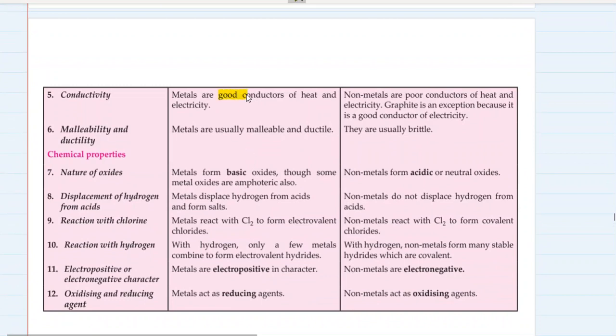Conductivity. Metals are good conductors of heat and electricity. Non-metals are poor conductors of heat and electricity. Graphite is an exception because it is a good conductor of heat as well as electricity.